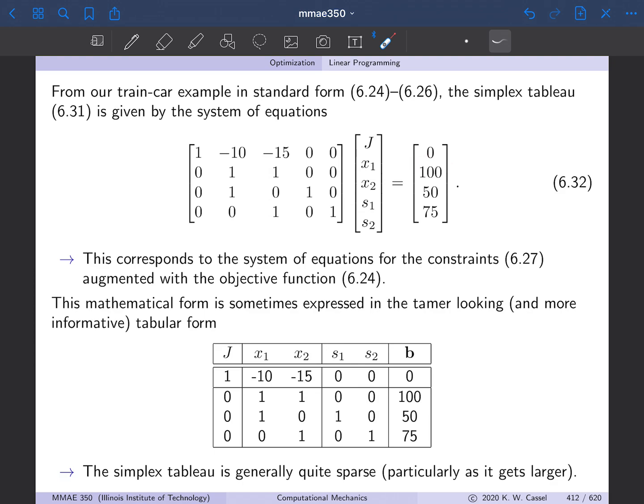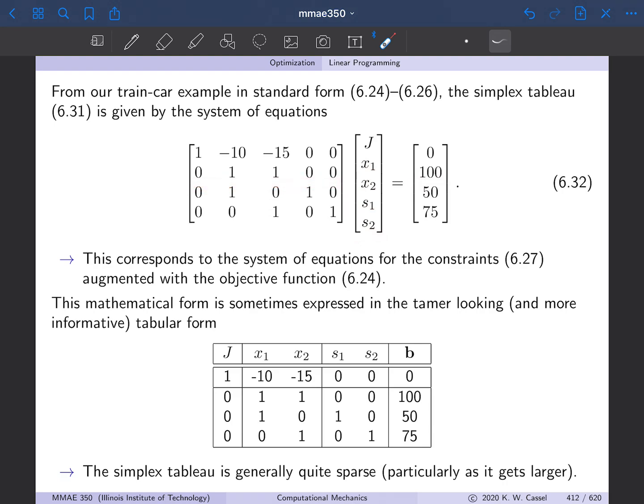And then we have the second row, which is 0 times j. Notice all these are zeros, so all of the constraints, that's our 0 vector that we had before in the general form. So it's 0 times j plus 1 times x1 plus 1 times x2 plus 0 and 0 times s1 and s2 is equal to 100. So you'll remember that means x1 plus x2 is equal to 100. That's the total number of cars that we need to transport with the two trains. That was the original equality constraint.